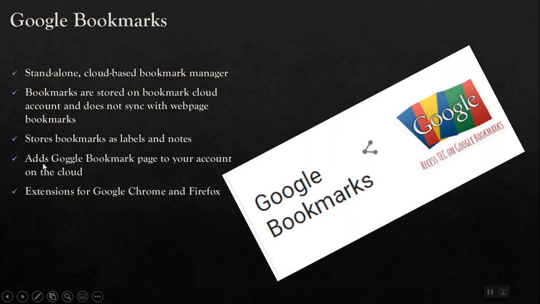Our next one is Google Bookmarks, a standalone, cloud-based bookmarking manager. We're all familiar with Google apps. Well, most of us are, or we've used them in some form or fashion. With Google Bookmarks, your bookmarks are stored on the cloud account, and this does not sync with your web page bookmarks, which might be helpful and have some downfalls at the same time. It stores your bookmarks as labels. You can make notes on those. It gives you that bookmark page on the cloud that you can go to manage. And this one only has extensions for Google Chrome and Firefox.